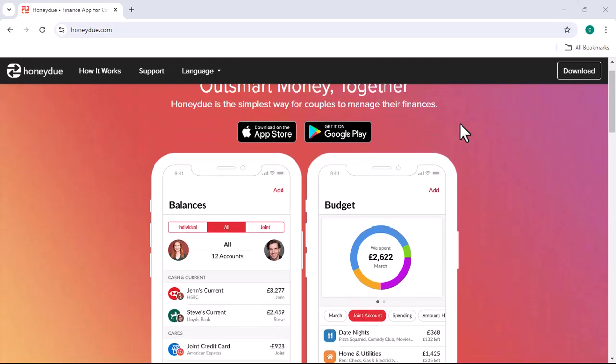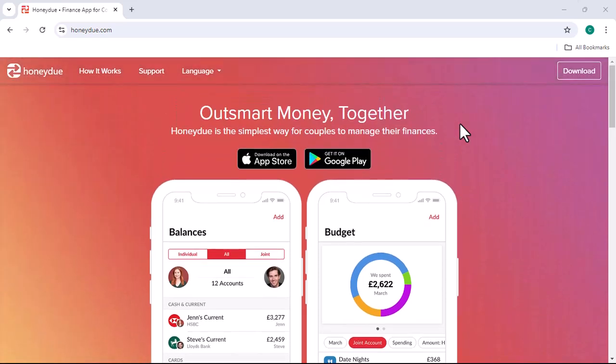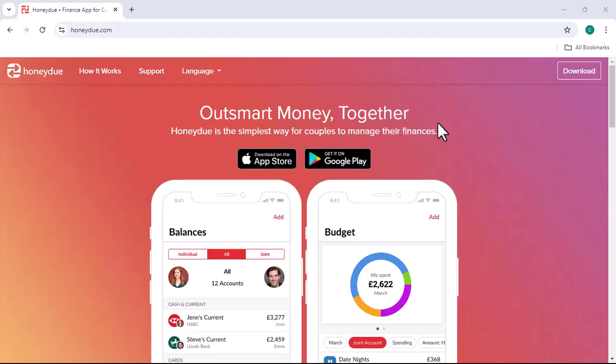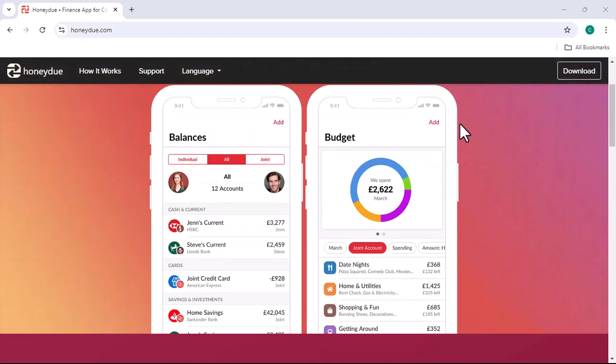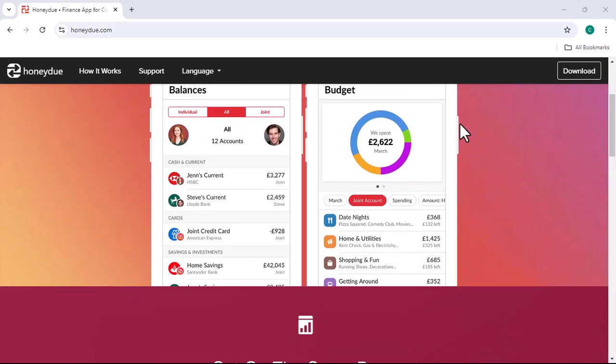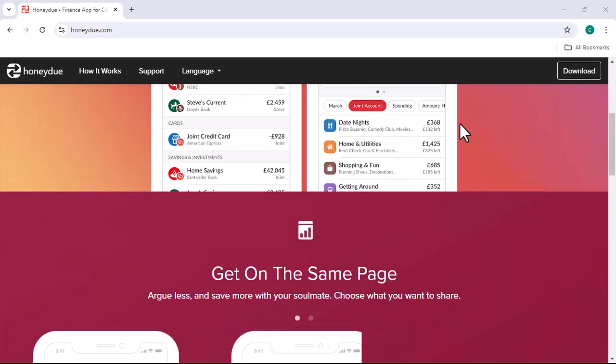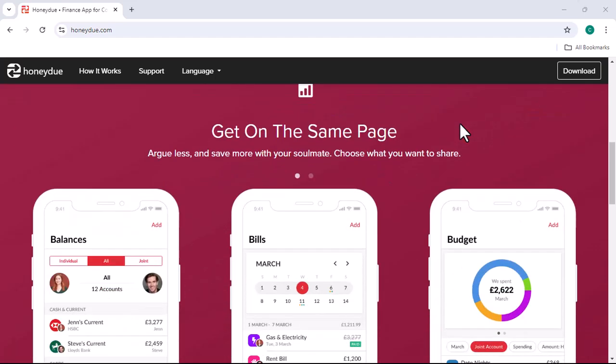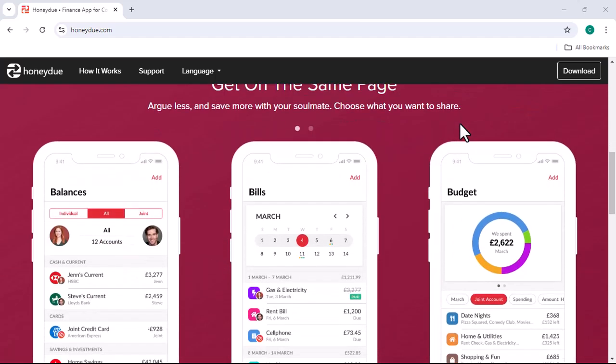We'll dive deep into the world of Honeydue, exploring its features, benefits, and most importantly, its availability on British shores. We'll also look at some alternatives if Honeydue isn't your cup of tea. After all, there are plenty of other financial apps out there vying for your attention. But can they truly replace the magic of a couple's focused app like Honeydue?